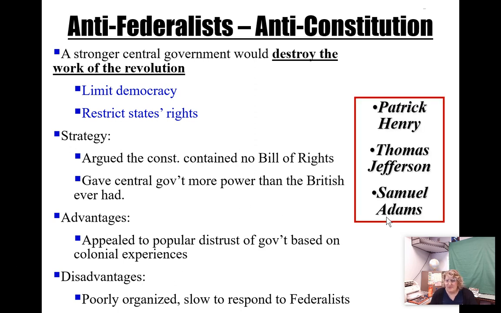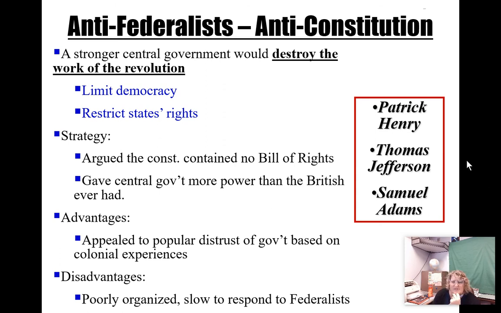And if we want to see who our anti-Federalists are, we have Patrick Henry, Thomas Jefferson, Samuel Adams. Those are some big names of people who were anti-Federalist. Now, when we talk about Federalists and anti-Federalists, these are not political parties. We're just talking about the viewpoint on one issue, the passage of the Constitution.